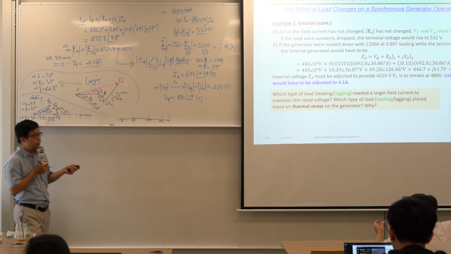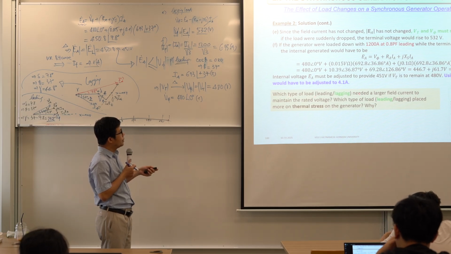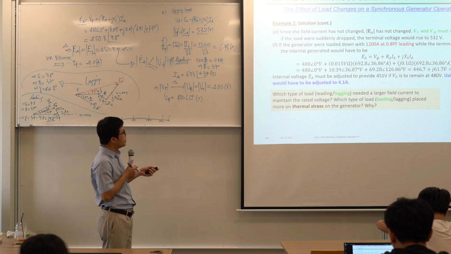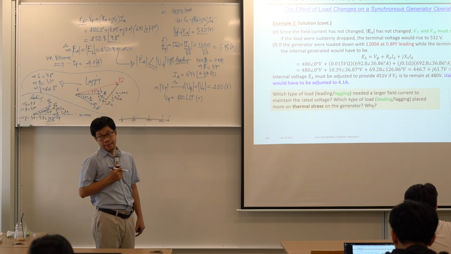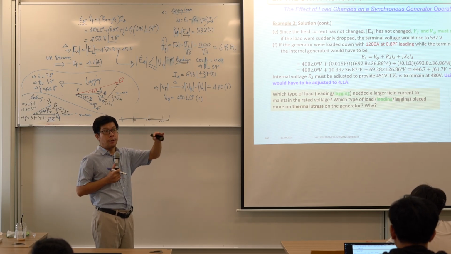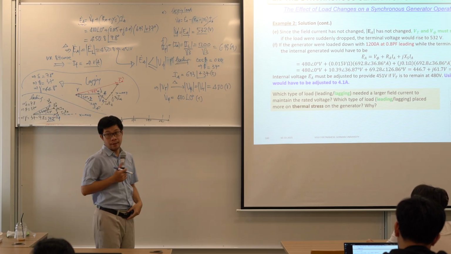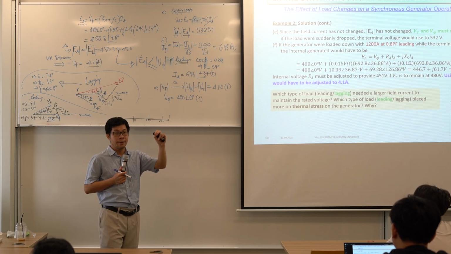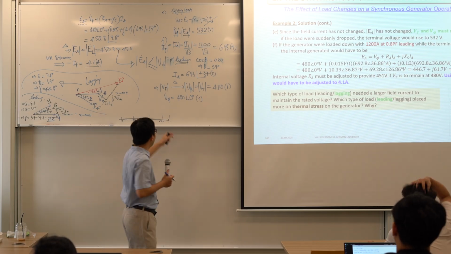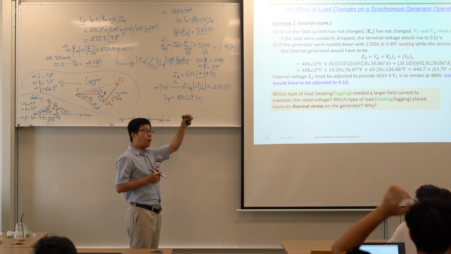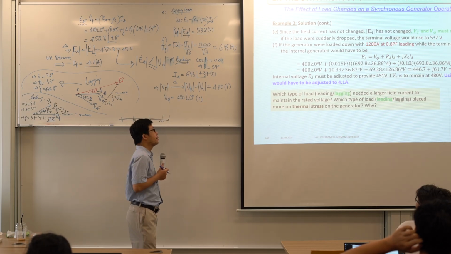So, question for you. Which type of load, leading or lagging, is needed to maintain the rated voltage? Of course, lagging, right? For lagging load, we need IF how many? Higher. Okay, so for leading, you only need a lower IF. Why? Because for leading, we supply more reactive power. So we reduce IF.